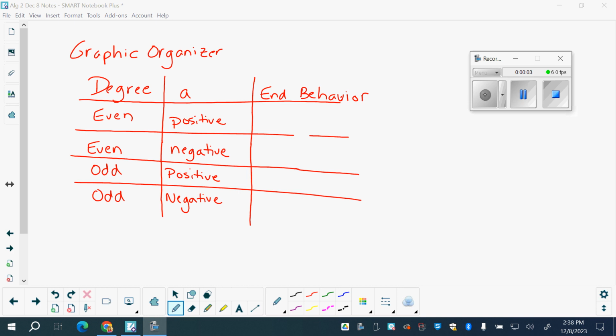Okay, so on our graphic organizer, thank you. We'll take that off.